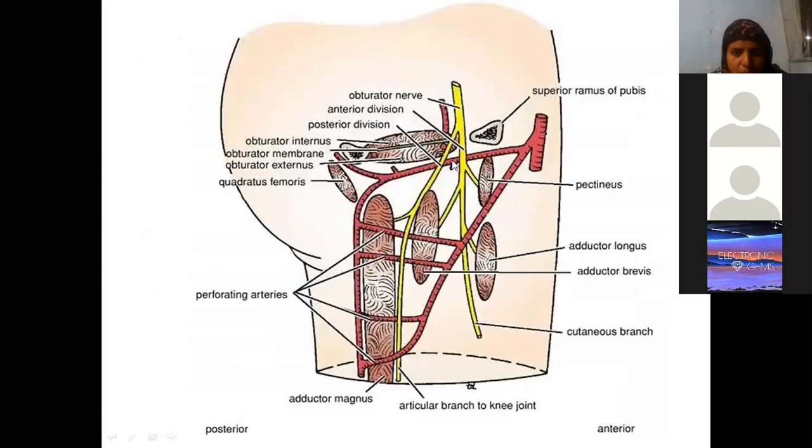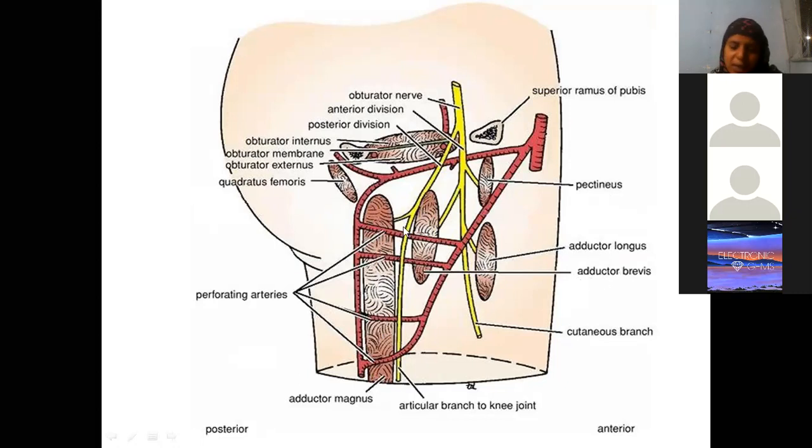Now see here, beta, you will get some idea. In the first part also I told you these are the superficial plane muscles. In the superficial plane, what are we finding? Pectineus, adductor longus. In the middle, brevis. Behind, magnus. See this nerve, it is dividing into anterior division and posterior division. Anterior is supplying pectineus, longus, brevis. Then posterior is supplying magnus. Sometimes it may supply the middle muscle. What is that? Adductor brevis.